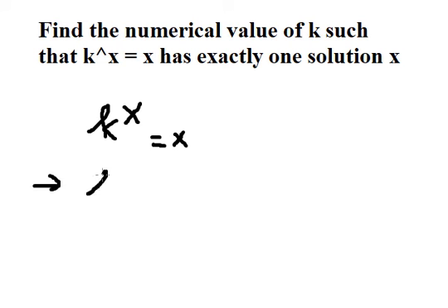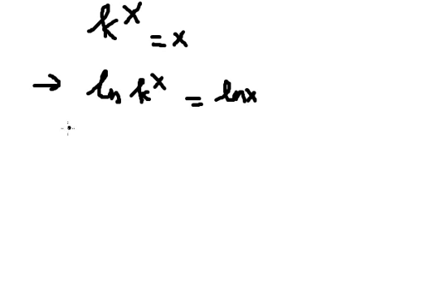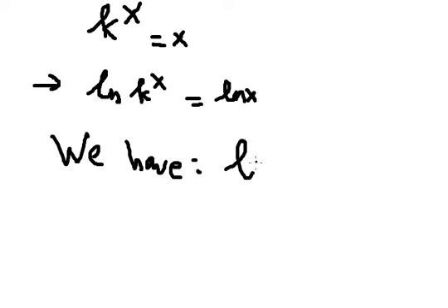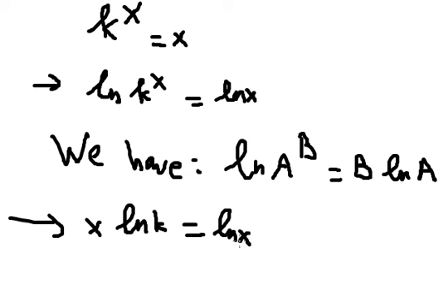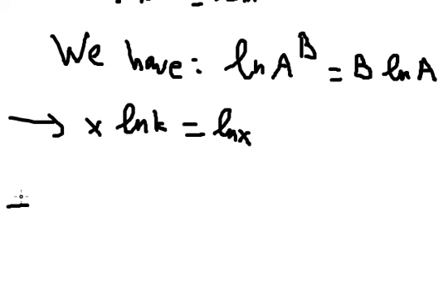The first thing we need to do is put natural log on both sides. So this one we have the formula in here, and that's it about ln a to the power of b equals b ln a. So for this one, we have s ln k equals to ln s. Later we divide both sides by s.